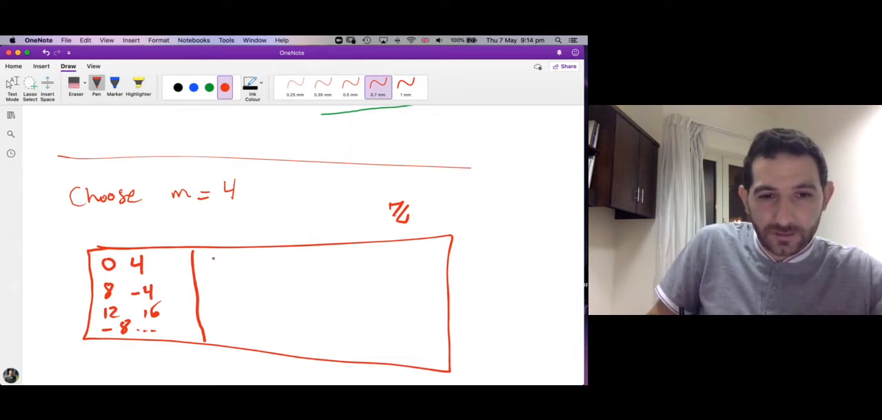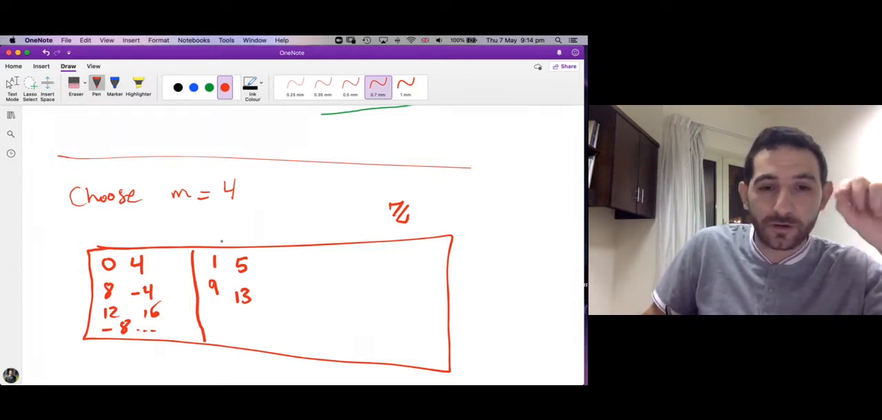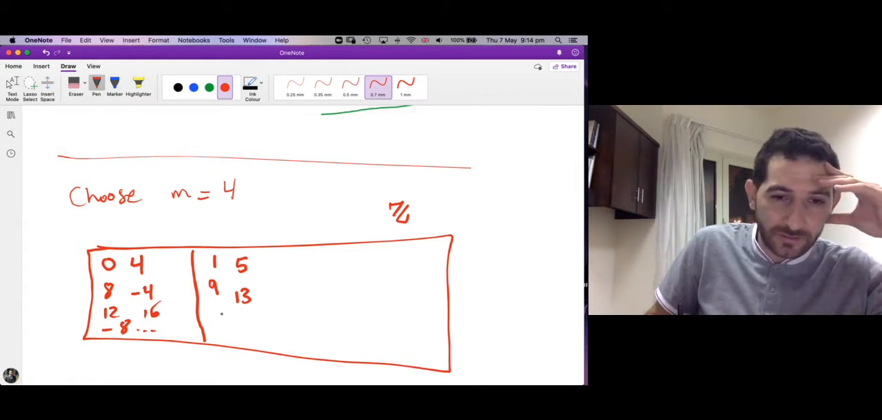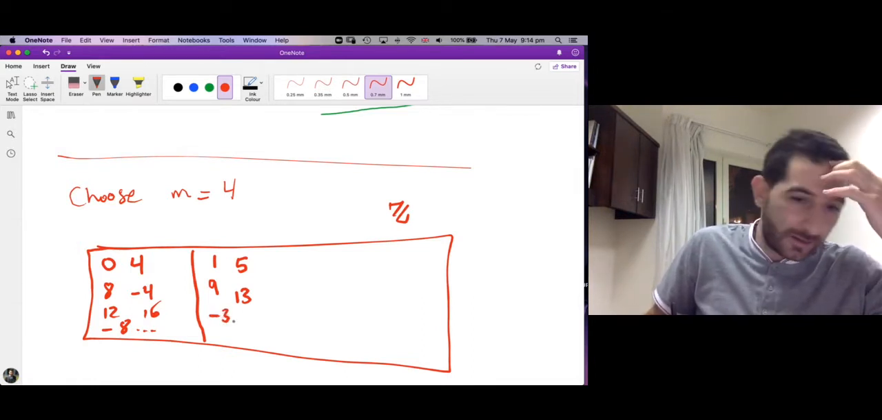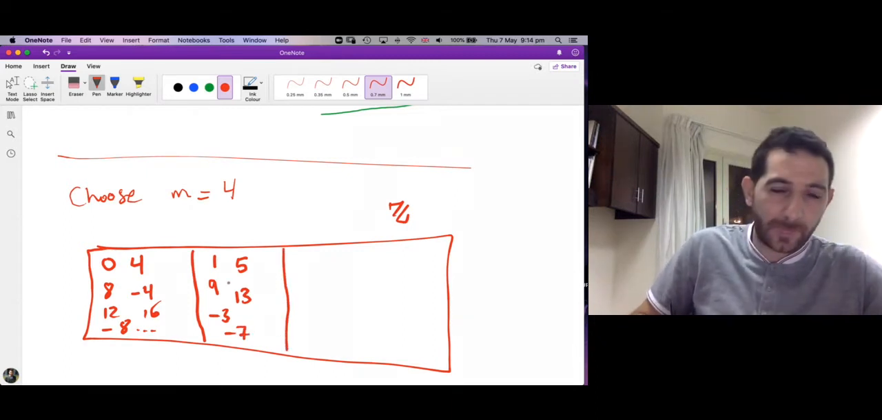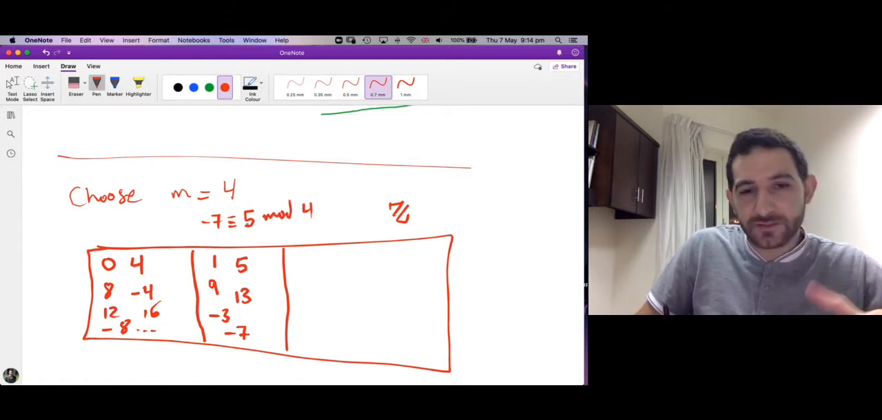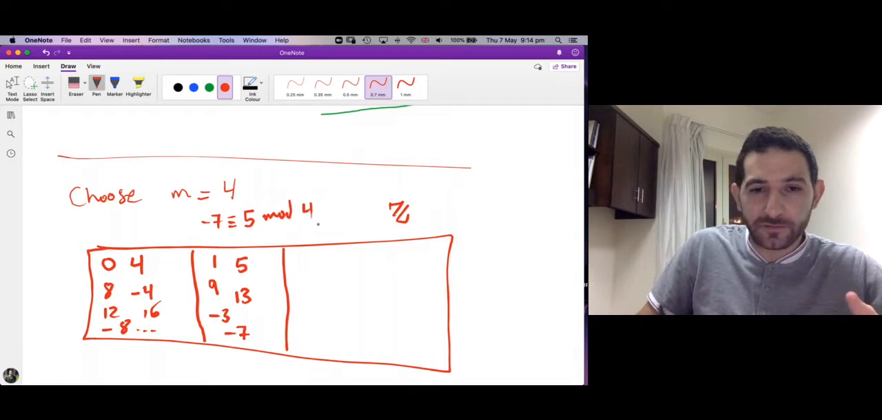The second is 1, 5, 9, 13, and check all of these numbers are congruent modulo 4. You have also -3 and -7. For example, -7 and 5 are congruent. Why? Because what is the difference? They are congruent modulo 4 because -7 minus 5 is -12 and 4 divides -12.